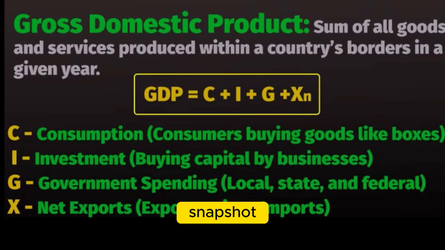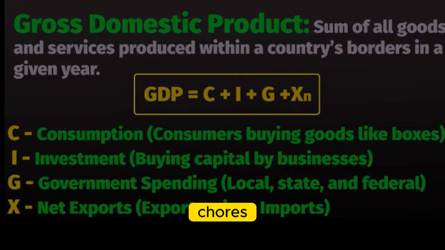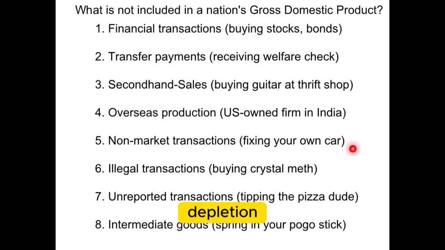But like any snapshot, it's got its limitations. However, it doesn't capture things like unpaid work or environmental damage. You're right. GDP doesn't account for things like household chores, volunteer work, or the depletion of natural resources. Valuable tool, but not a perfect measure, well, for sure. Okay, so we need to be mindful of what GDP captures and what it misses.